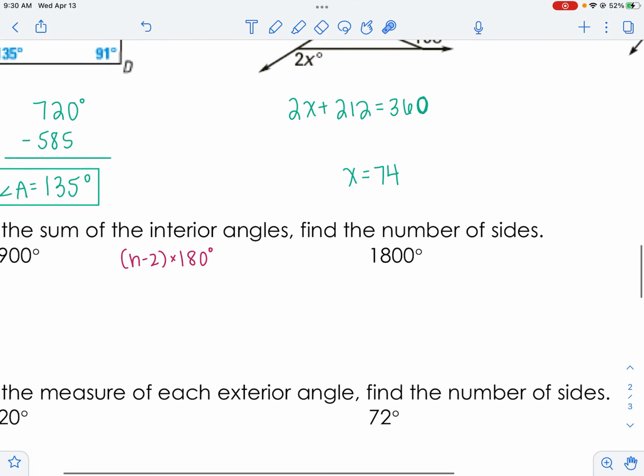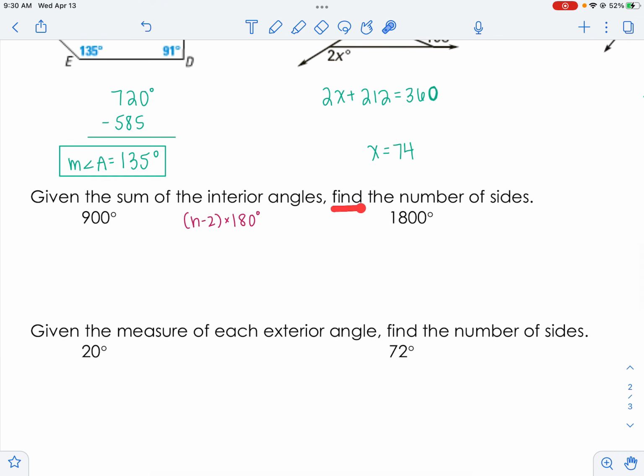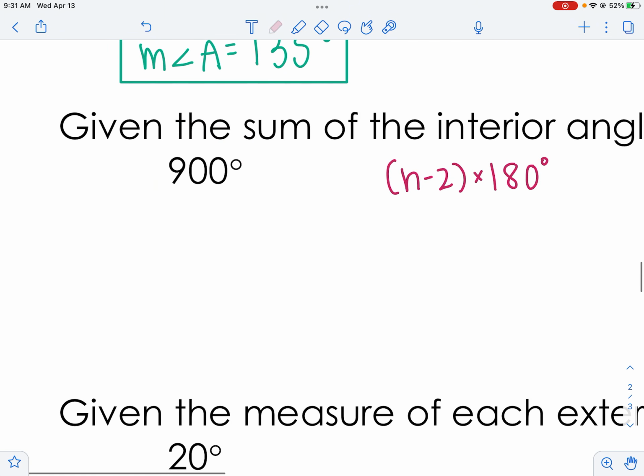180. And what I'm going to do for these particular problems is if I'm finding the number of sides, I'm going to work backwards. So I know that this is my formula. I know that this is the sum. So I'm going to set them equal to each other and work backwards. So n minus 2 times 180 equals 900. And I'm going to work backwards to get n, and that's going to tell me the number of sides.